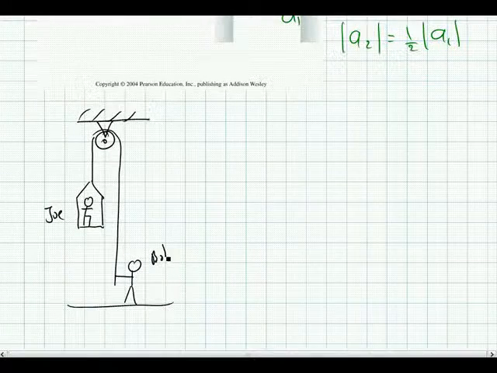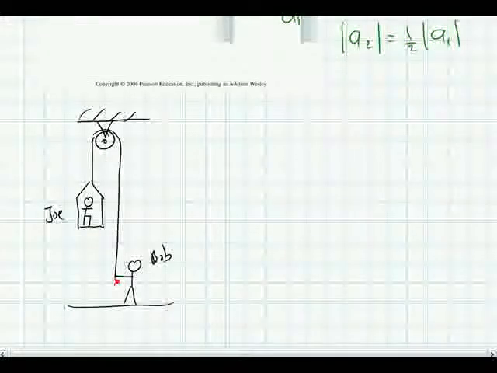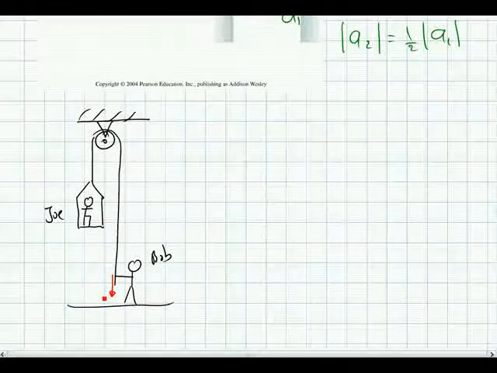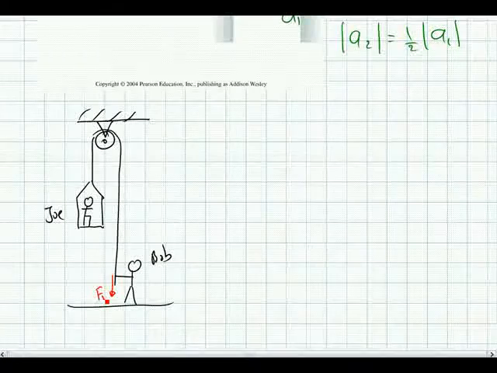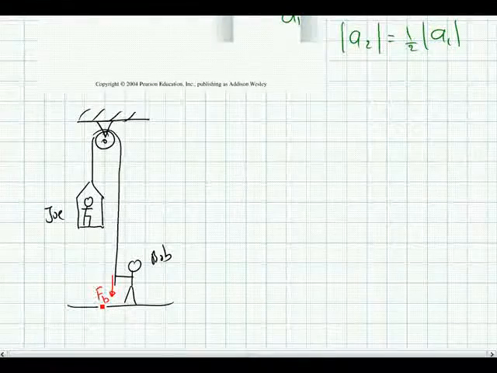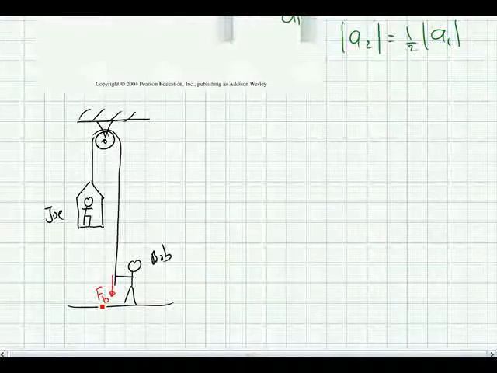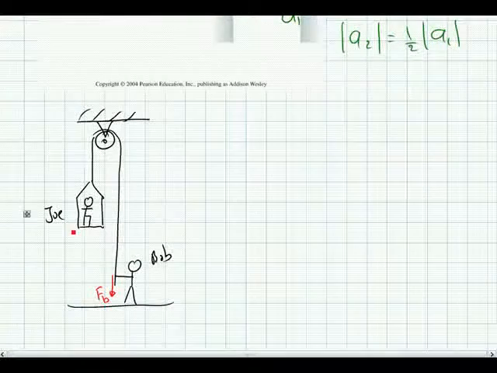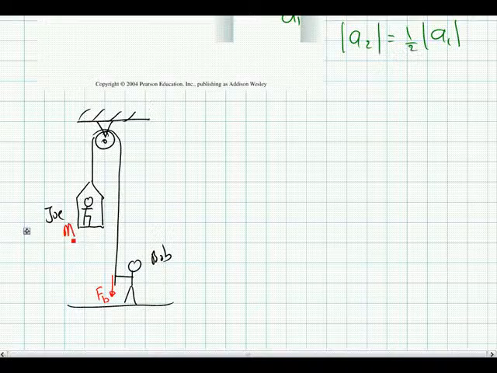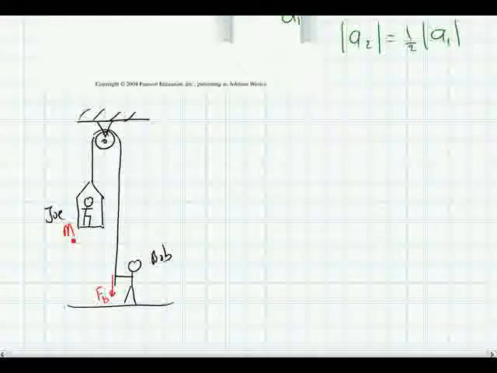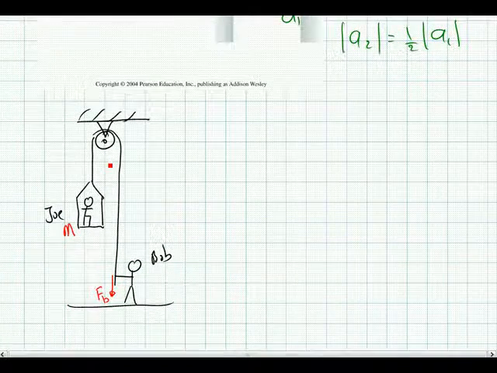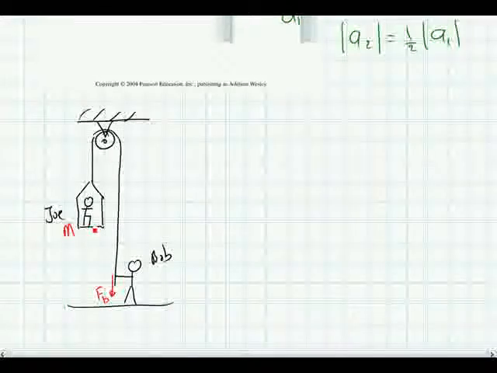So this is Joe, this is Bob. Bob applies a force downwards on the rope. Let's call that F Bob. And I guess my question is, what is the tension in the rope if we know the mass of Joe plus the elevator? Well, looking at Joe and the elevator, we have the force downwards, of course, is mg.